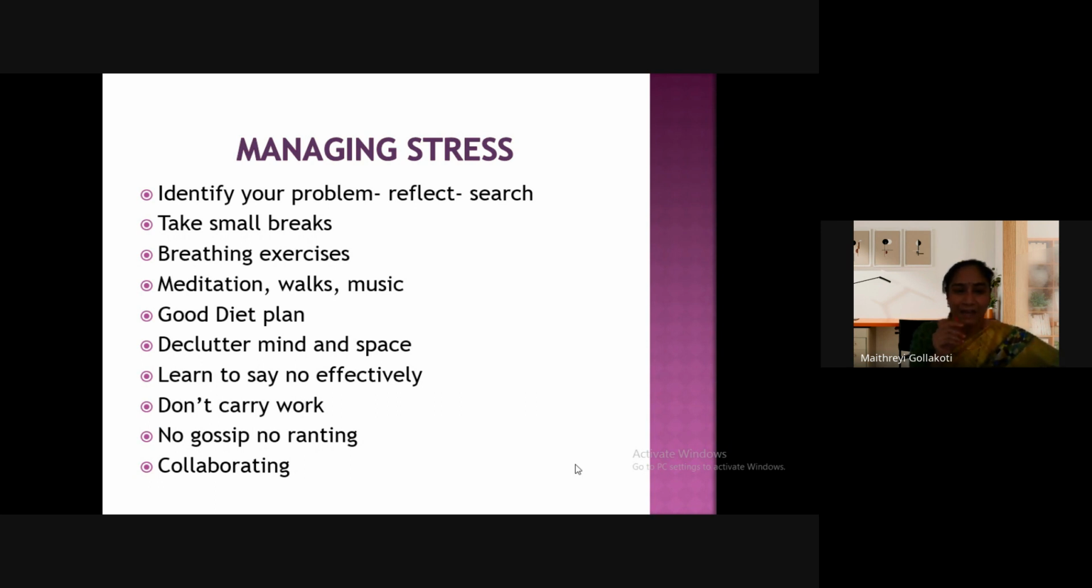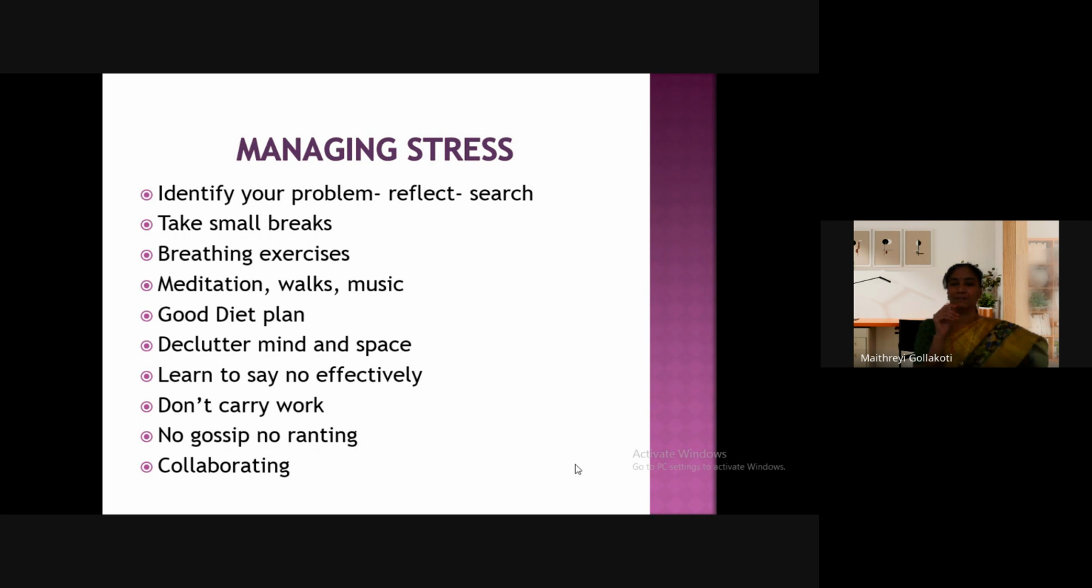Okay. And meditate regularly. Daily meditate at least for a short period. Okay. And take walks. Daily take a walk. 15 minutes is enough. Believe me, 15 minutes is enough. That will help you a lot. Okay. Meditation, walk, and music.